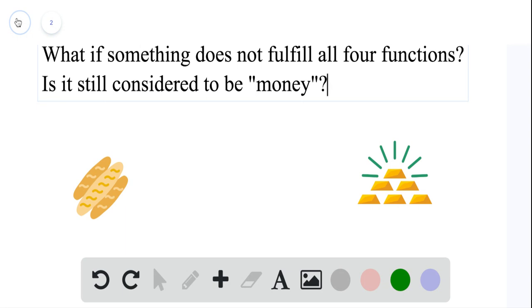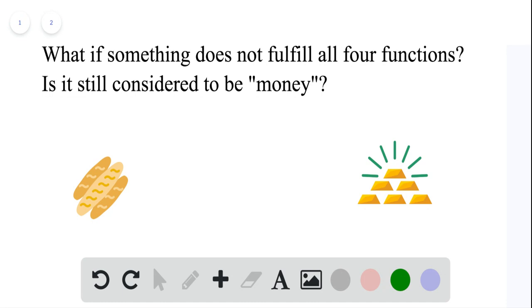So now moving on. Assume something doesn't fulfill all four functions. Would it still be considered money? Well, to make this question a bit easier, let's go into an example. So let's talk about bread. Let's see what we could do if bread was basically our money and we used it to fulfill all of these functions in our economy.